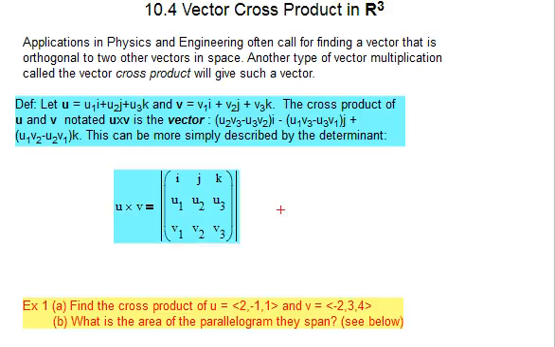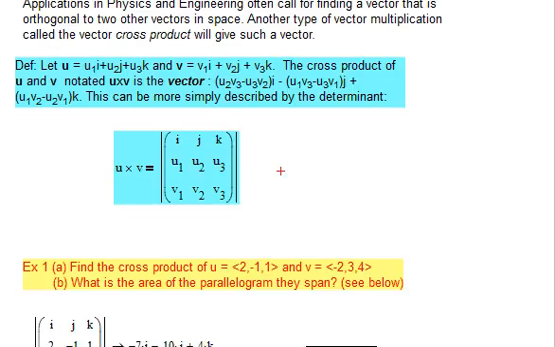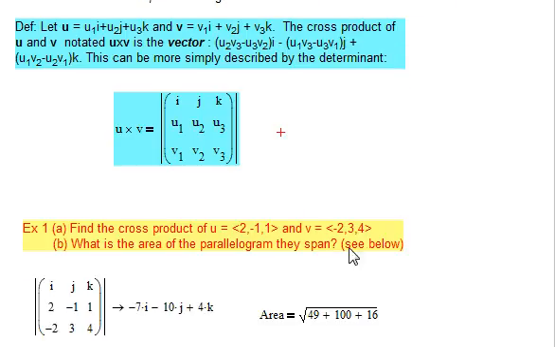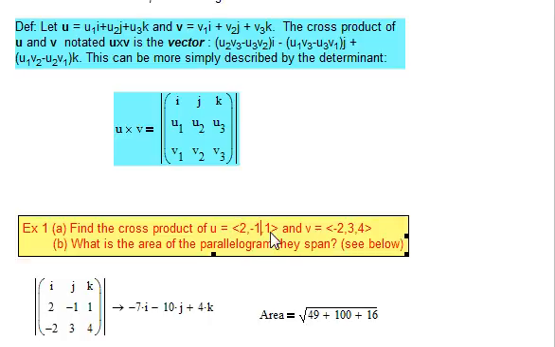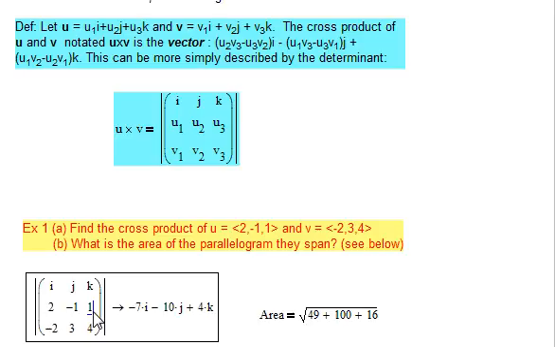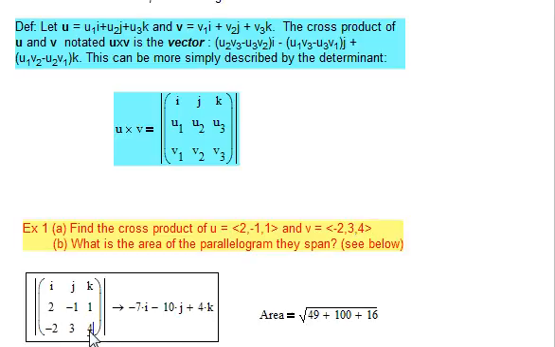So, here's an example. Find the cross product of vector u, which is 2, negative 1, 1, and vector v, which is negative 2, 3, 4. Okay? And then what is the area of the parallelogram they span? Well, more information about the cross product is coming real soon. But first thing we want to do is find the determinant with i, j, k in the top row, 2, negative 1, 1 in the second row, and negative 2, 3, 4 in the third row.